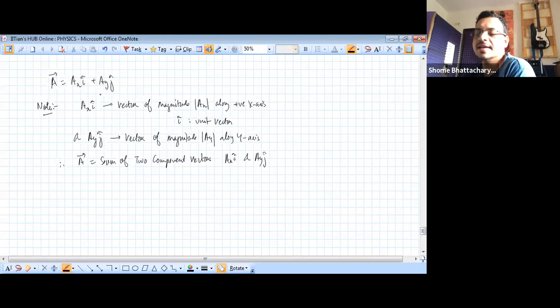So Ax i cap is a line of magnitude Ax along the x-axis. Ay j cap is a line of magnitude Ay along the y-axis. So what is the vector A then? इन दोनों का sum क्या है? It is nothing but the diagonal of that box. It's like the diagonal of that rectangle, जिसका कि x वाला base कितना है? Ax है, और जिसका y वाला side कितना है? It is Ay.